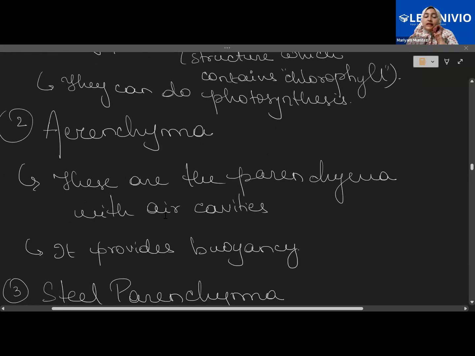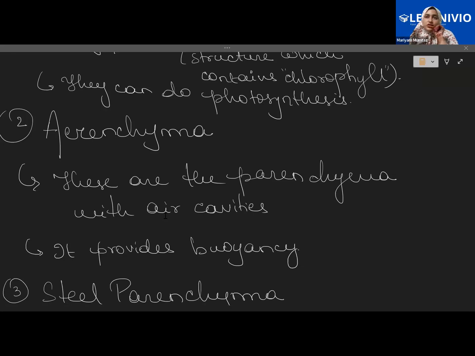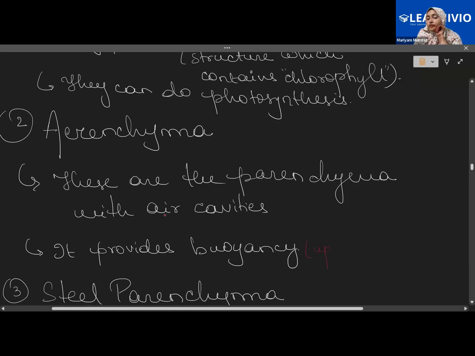Then we'll talk about the aerenchyma. Aerenchyma are modifications of the parenchyma that contain air cavities in them. All those plants that are aquatic, all those plant tissues found in aquatic water habitats, need certain air cavities so that they don't sink to the bottom of the water body. Those air cavities along with the parenchyma, we call aerenchyma. And what does it do? It provides buoyancy. Buoyancy means upward force.